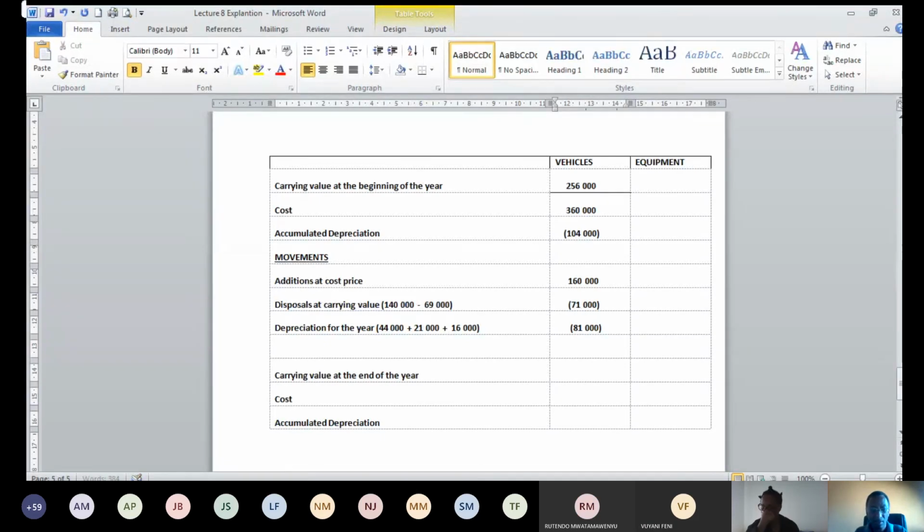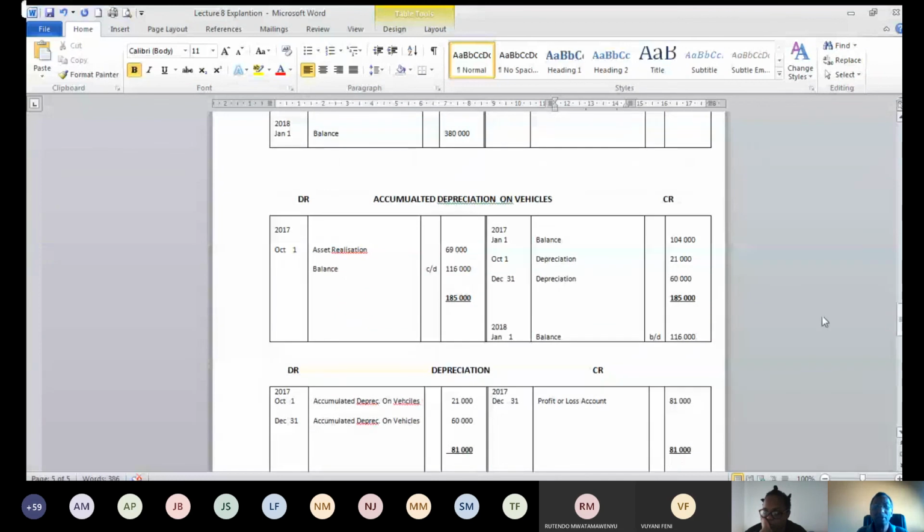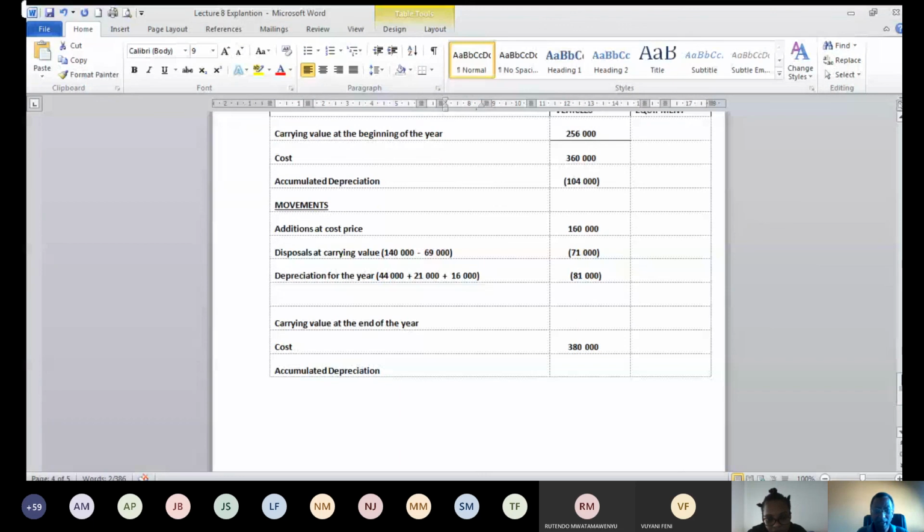And the cost price of your vehicles now at the end of the year, guys, is 380,000 Rand. The next thing that we are looking for is our accumulated depreciation at the end of the year. I'm taking you back to your ledger account. And my accumulated depreciation at the end of the year is 116,000 Rand. Put that now into your note. Accumulated depreciation at the end of the year is an amount of 116,000 Rand.